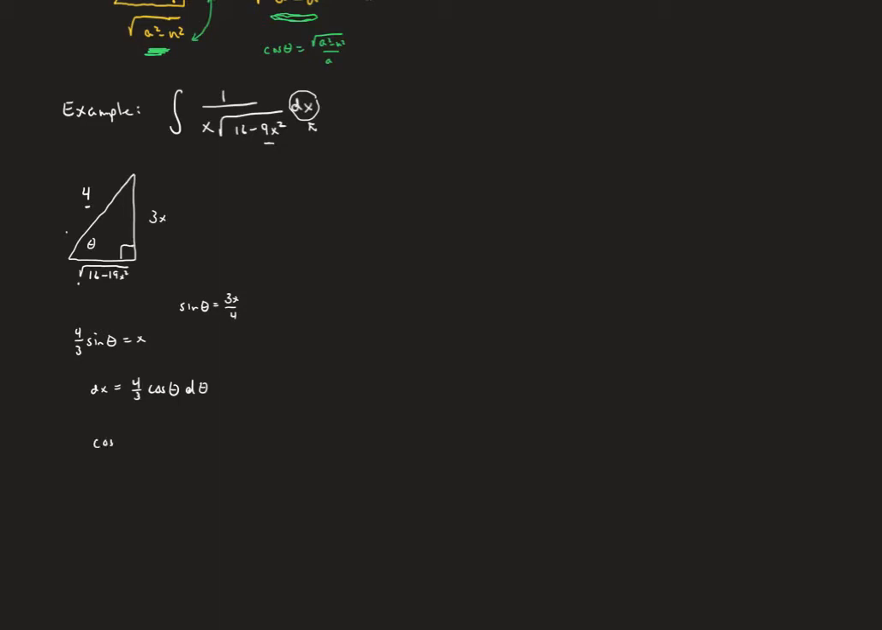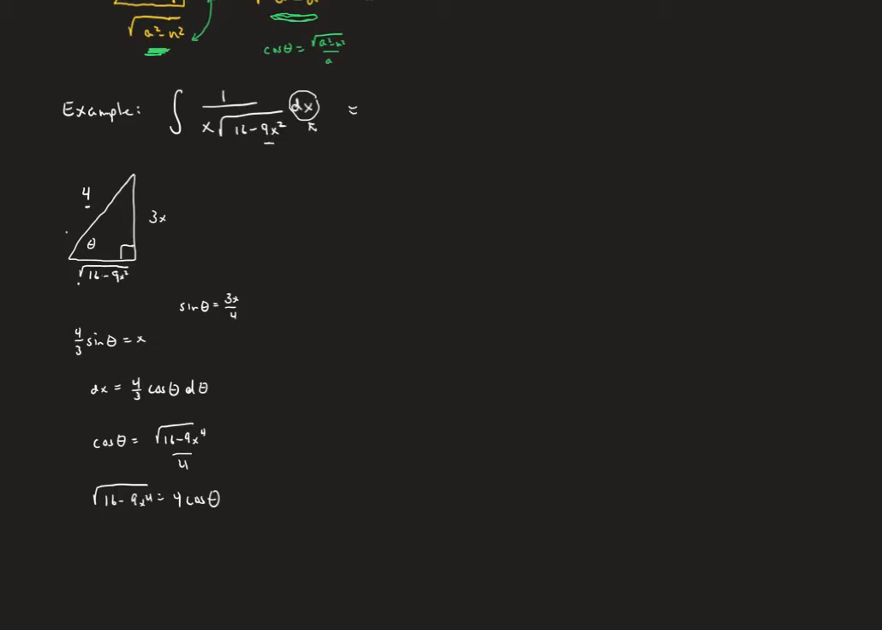So we have cosine of theta is going to be the square root of 16 minus 9x to the fourth over 4. And so that radical that I'm going to have to replace in the integrand is going to be a 4 cosine theta. Okay, I think we've set the stage.